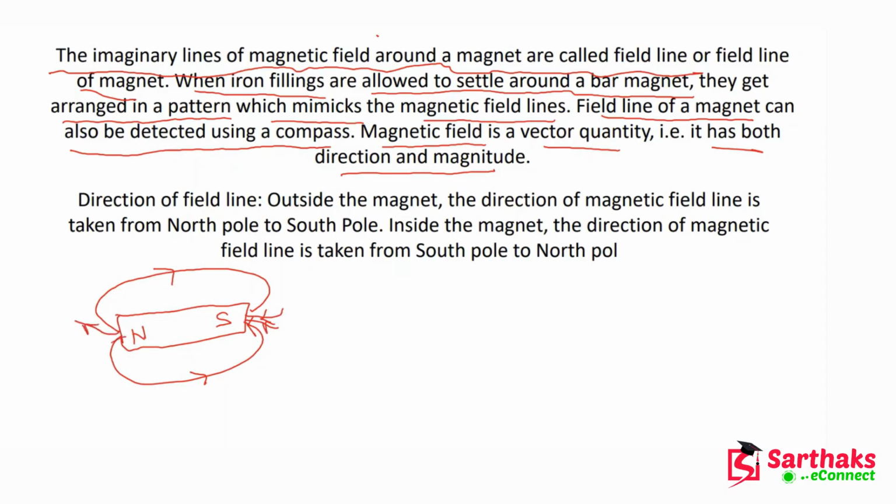So I hope you get this point. And magnetic field is a vector quantity. It has both direction and magnitude. And we can also draw these magnetic field lines with the help of a compass. How can we do that? Let me show you.